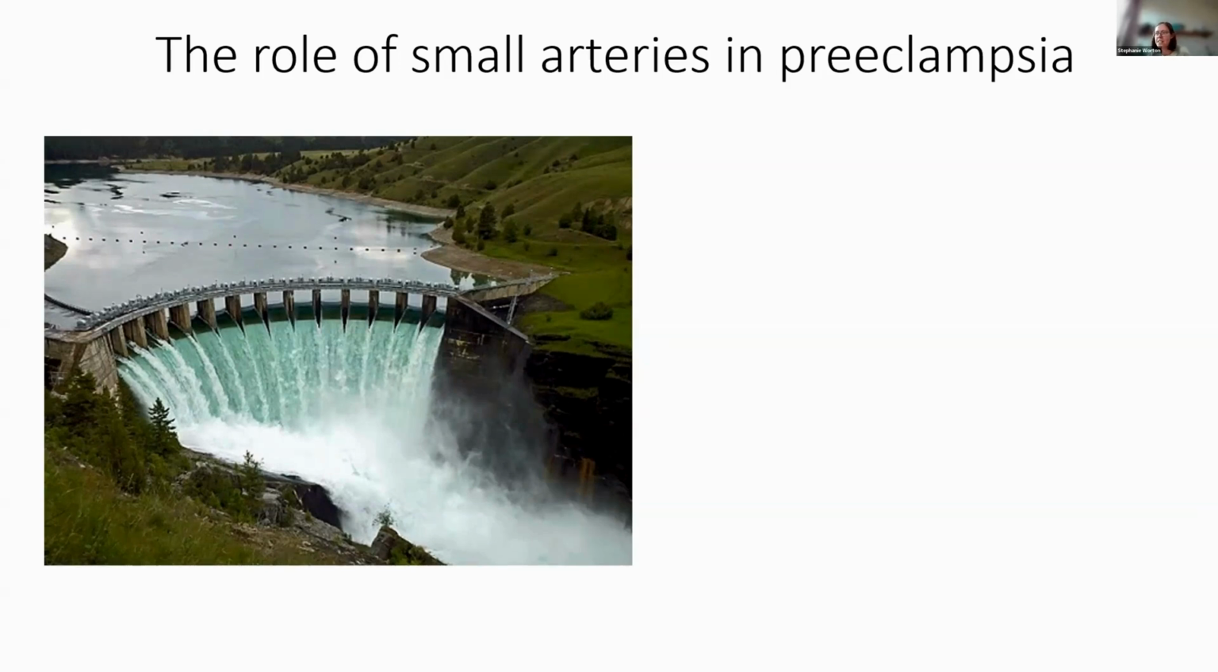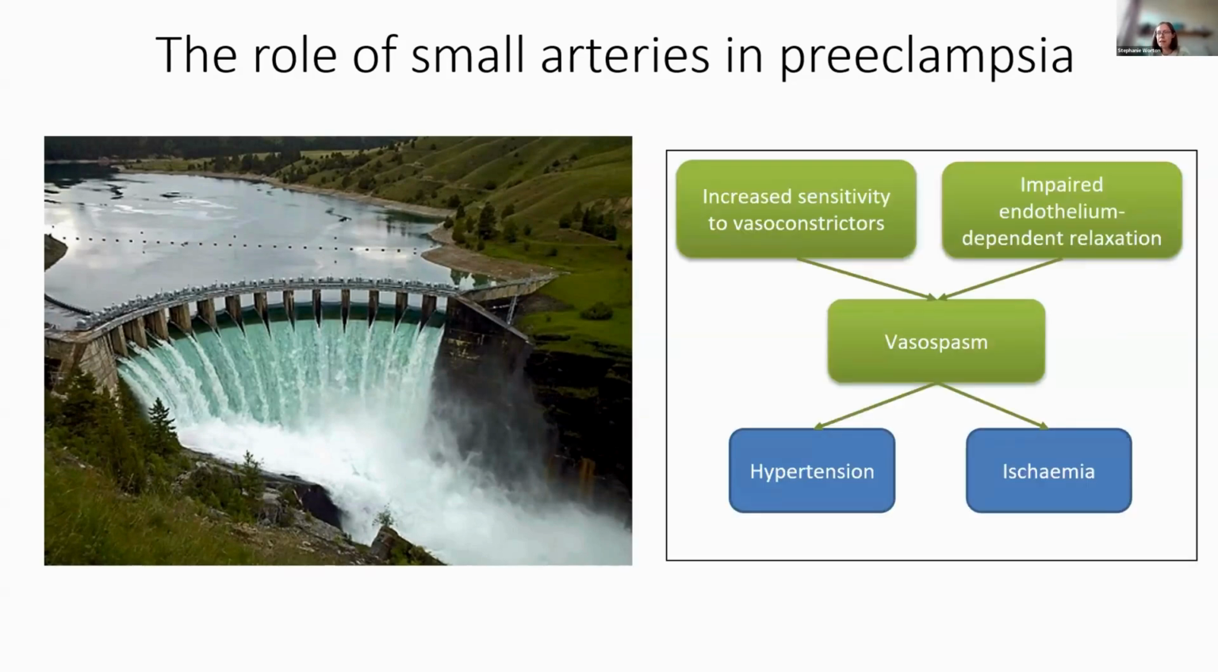And in this analogy, the endothelial lining of the blood vessels is the gatekeeper that controls the opening and closing of those gates. In preeclampsia, there's increased sensitivity to vasoconstrictors and impairment of endothelial-dependent relaxatory pathways. This causes vasospasm, which leads to maternal signs of hypertension and end-organ ischemia.